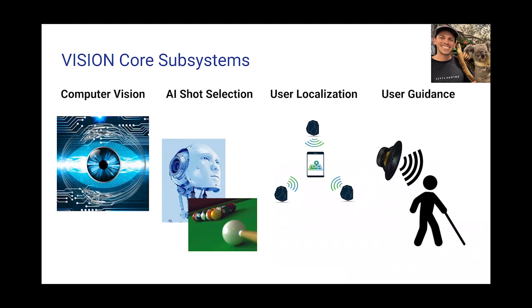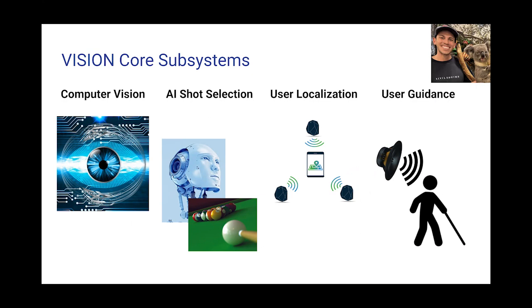So to go further into what our team is developing, we're going to go into the core subsystems of our project. So first of all, we have computer vision. That's going to be getting the active state of the billiards table with use of cameras. We're going to be having an AI developing some shot selection for us to give the user the proper best shot that's on the table.